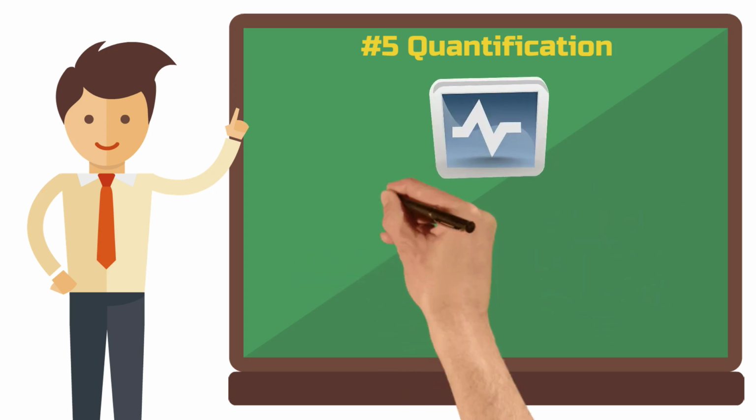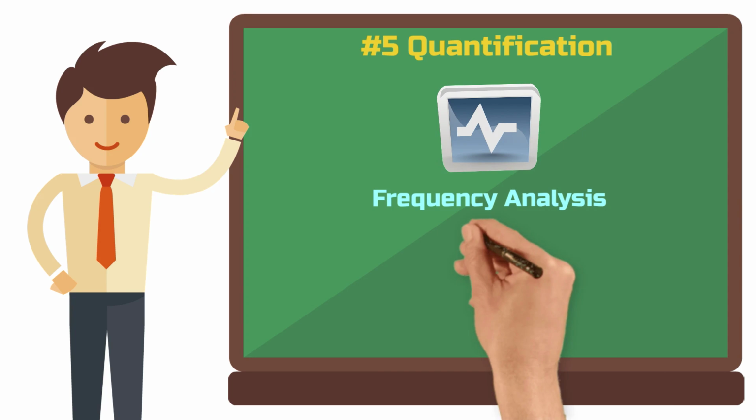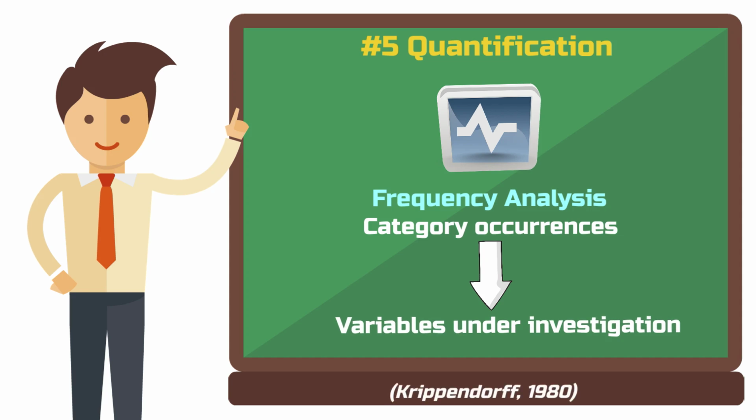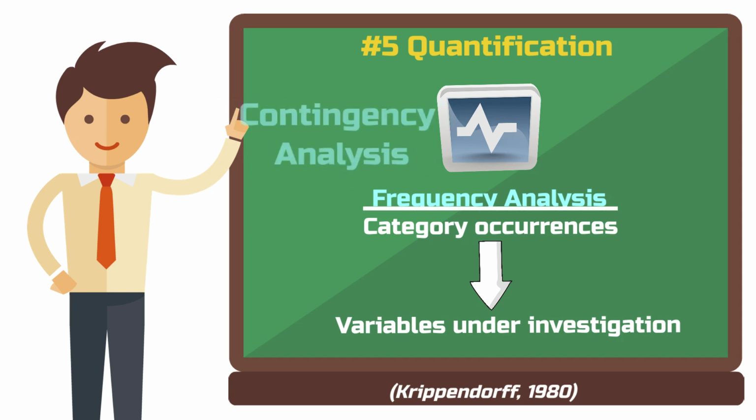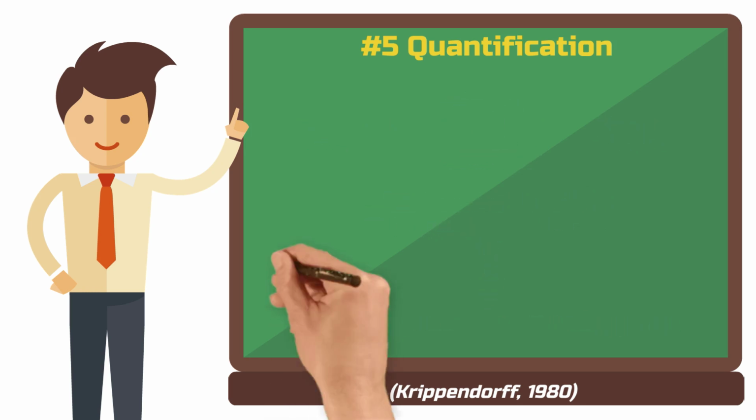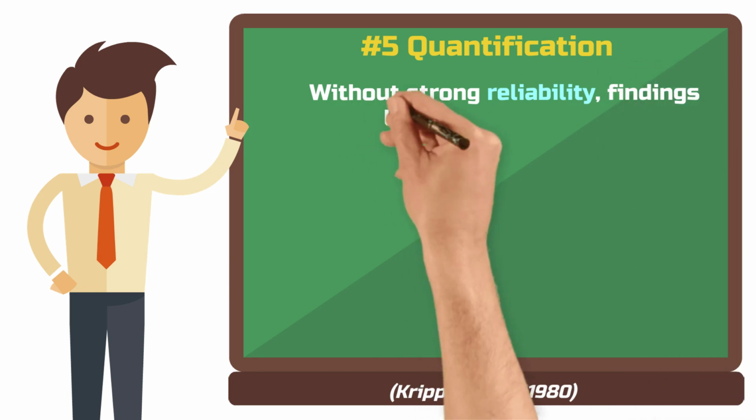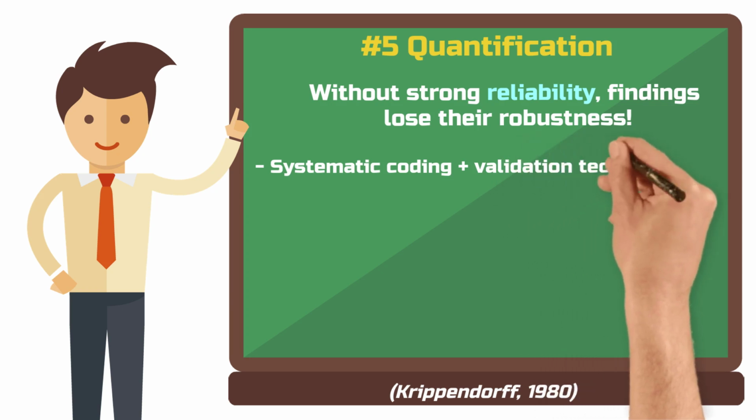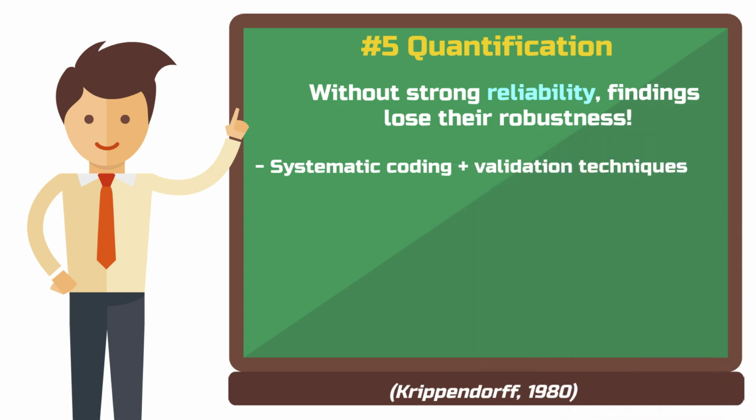These frequencies allow for statistical comparison and further quantitative analysis. The most common technique for evaluation is frequency analysis, which links category occurrences to the variables under investigation. According to Krippendorff, key techniques in quantitative content analysis include frequency analysis, contingency analysis, and cluster analysis. He emphasizes that quantitative content analysis must ensure reliability through systematic coding procedures and validation techniques. These methods help uncover statistical patterns while ensuring measurement validity and intercoder reliability.